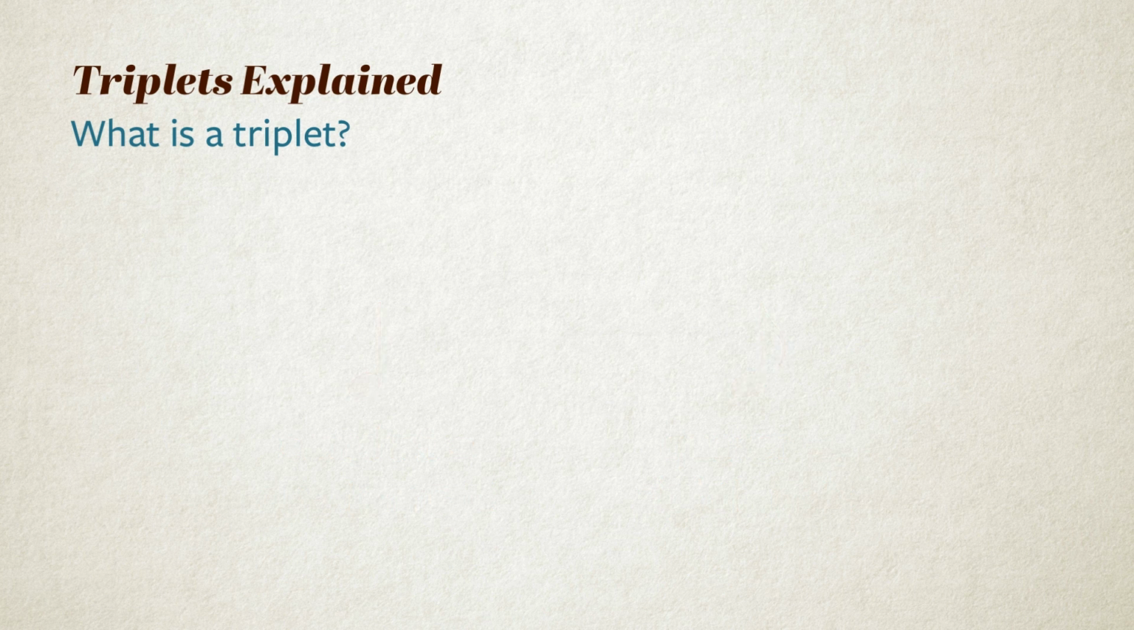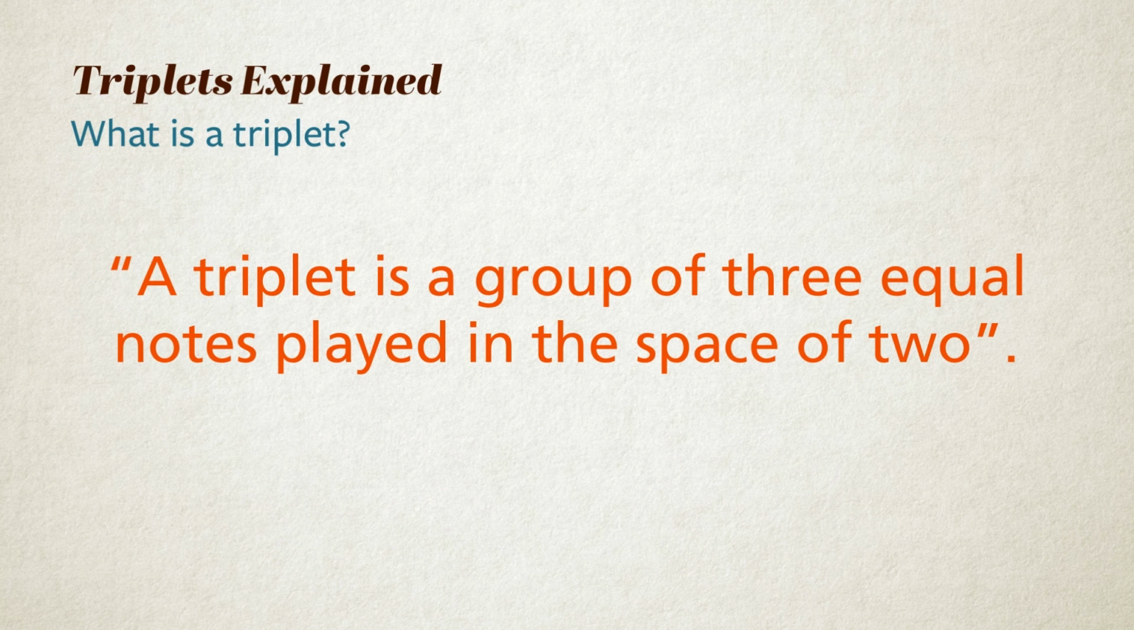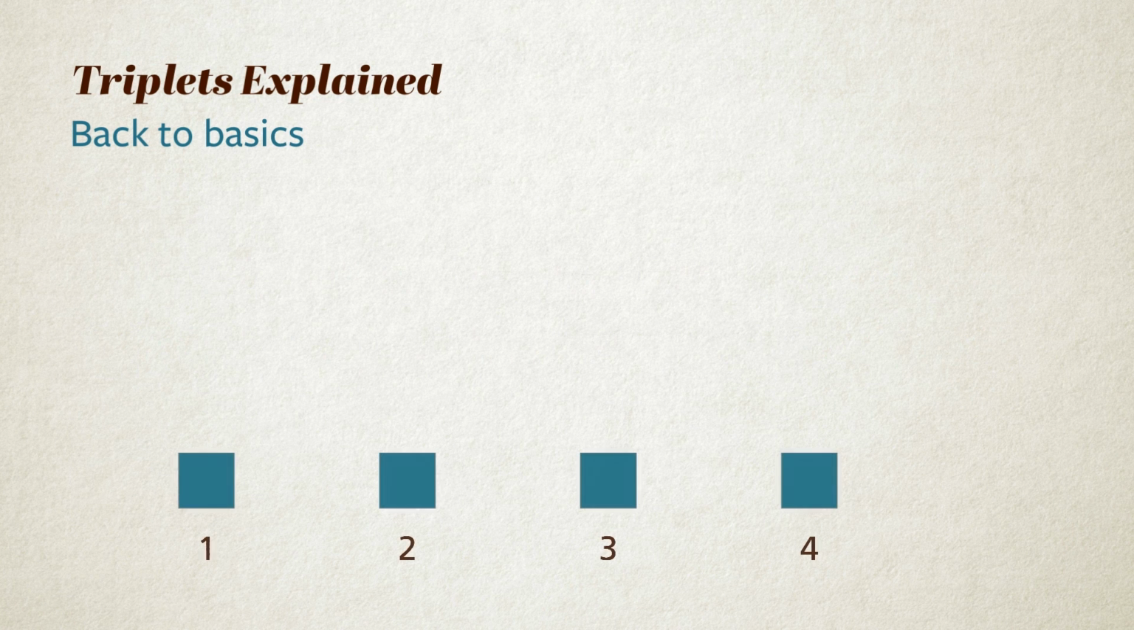A triplet is a group of 3 equal notes played in the space of 2. To see how this works, let's take a simple drum pattern with a bass drum playing on every beat and with 4 beats to the bar. I've added a count of 4 clicks to bring us in.